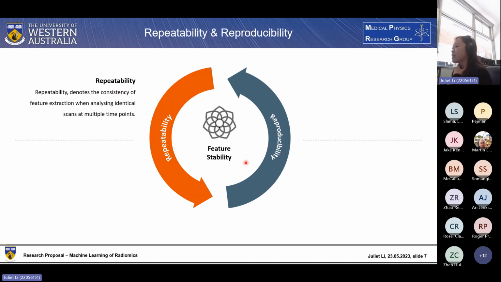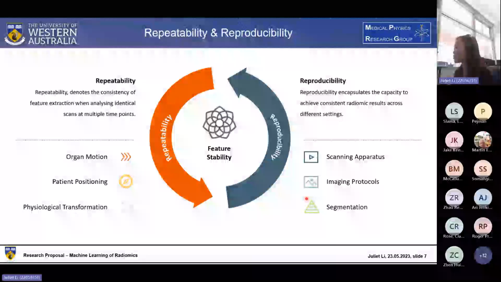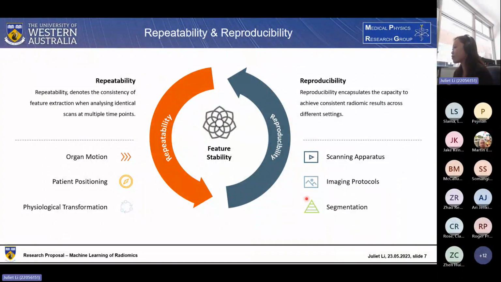What is repeatability? It denotes the consistency of feature extraction when analyzing identical scans at multiple time points. Things related to repeatability of radiomics features include organ motion, patient positioning, and physiological transformations. What is reproducibility? It captures the capability of achieving consistent radiomic results across different settings. These settings include different scanning apparatus, different imaging protocols, or different segmentation methods.